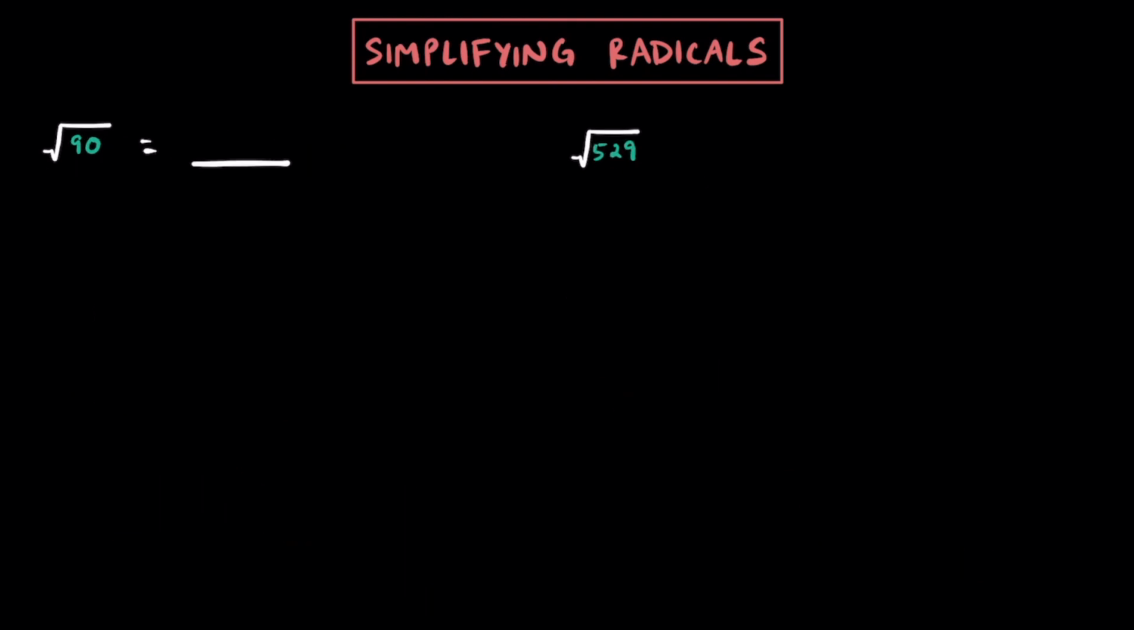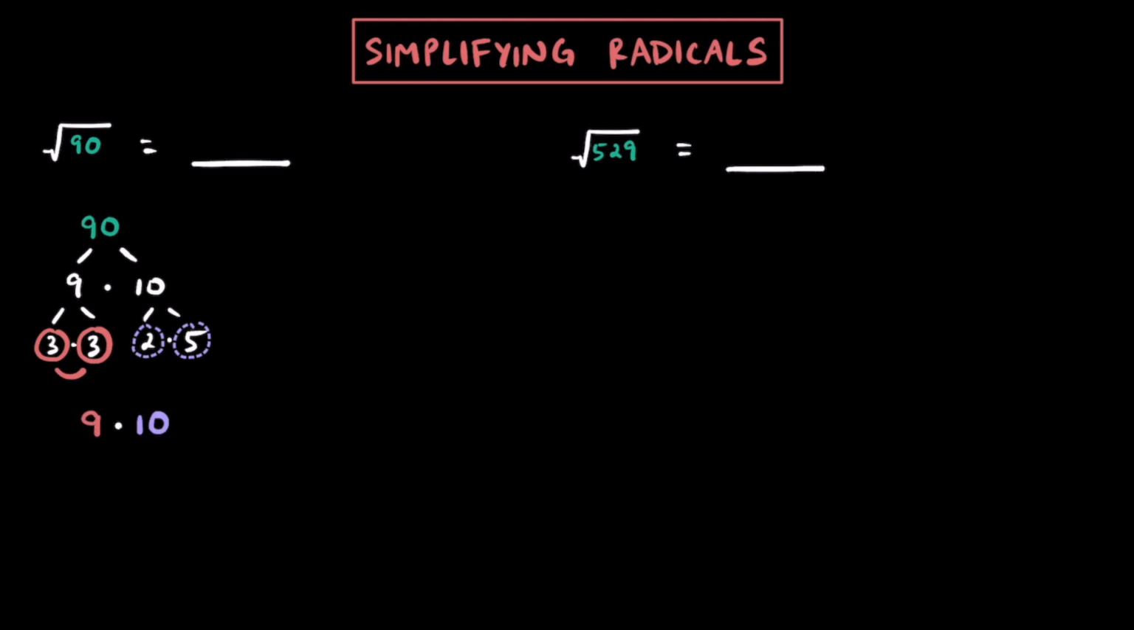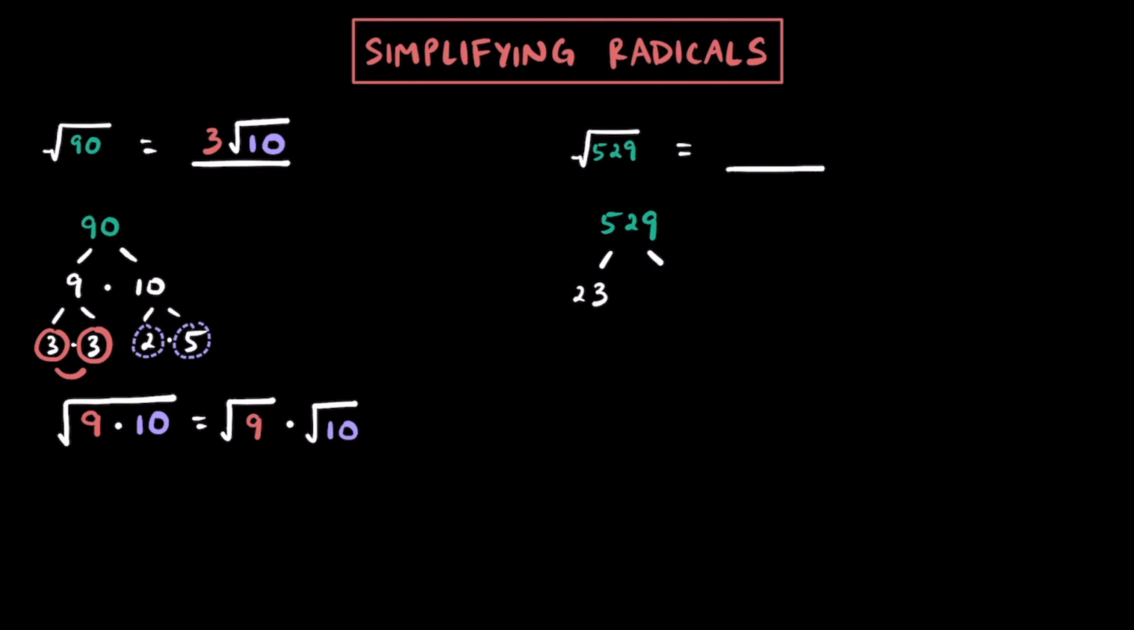Let's try a couple more here. For the square root of 90, that's going to break down into 3 times 3 times 2 times 5, and the two 3's will pair together to make 9, so we can rewrite this as the square root of 9 times the square root of 10, and so the simplified radical is going to be 3 root 10. And for this next one, the square root of 529 looks scary, but if you remember this going forward, that's just equal to 23. It's a perfect square.